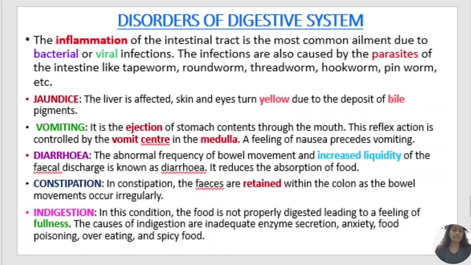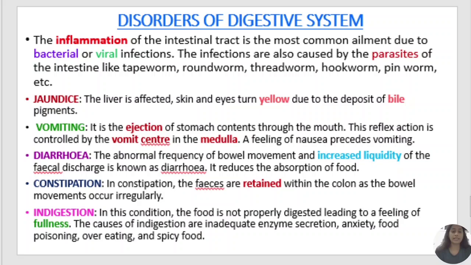Disorders of the digestive system. The inflammation of the intestinal tract is the most common ailment due to bacterial or viral infections. The infections are also caused by parasites of the intestine like tapeworm, roundworm, threadworm, hookworm, pinworm, etc. Jaundice, in which the liver is affected, and skin and eyes turn yellow due to the deposit of bile.